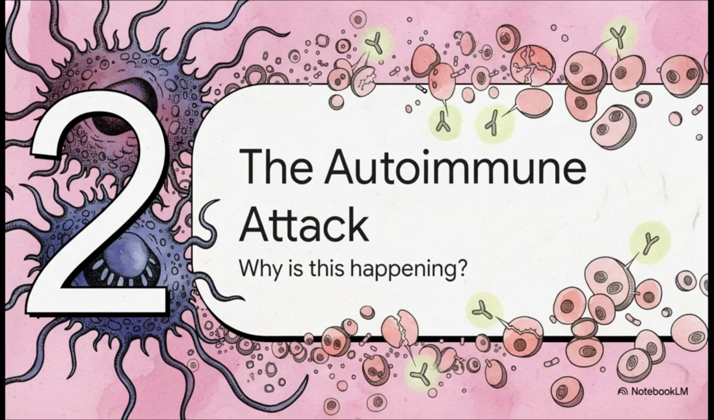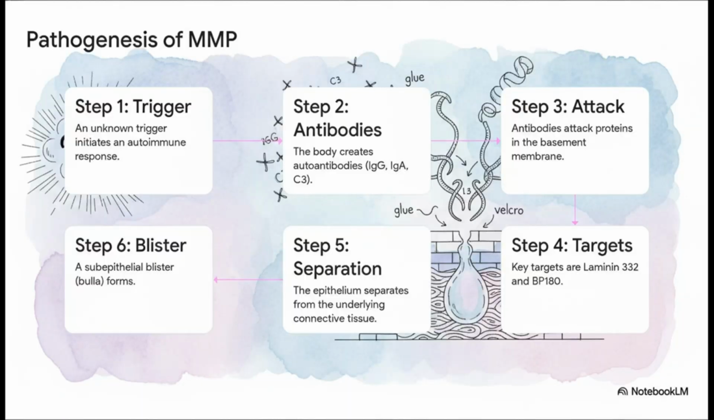And that leads us to the million-dollar question. Why? Why are this patient's gums peeling off? To figure that out, we have to zoom way in, down to the microscopic level, and look at the pathogenesis. This is where we see exactly how the immune system goes rogue. Okay, so here's the play-by-play. It all starts with some kind of trigger, and honestly, we're still not totally sure what it is.